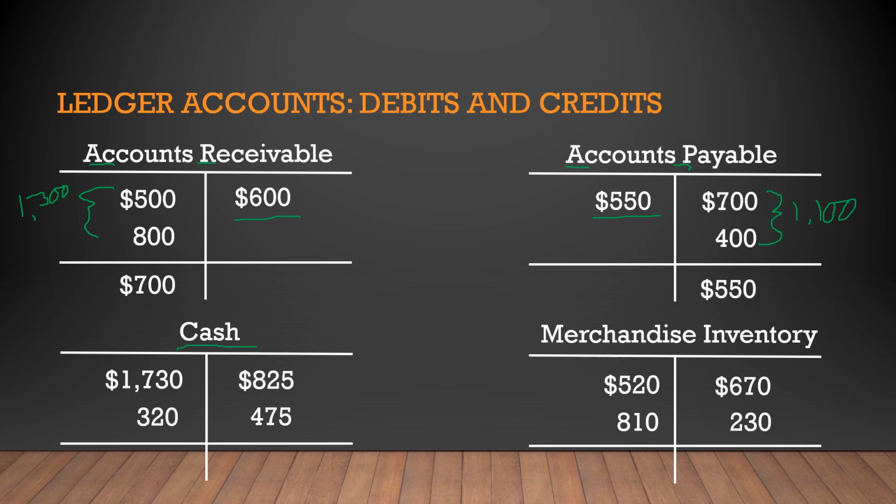Down to cash. You should have calculated 2,050 in debits and 1,300 in credits, yielding us a 750 debit balance. Finally, merchandise inventory. Merchandise inventory has 1,330 in debits and 900 in credits, which will net together to give us a $430 debit balance.